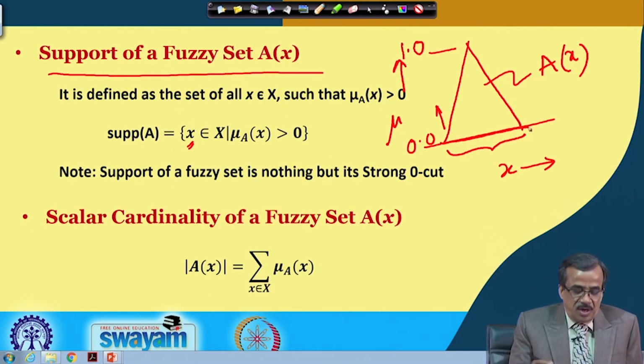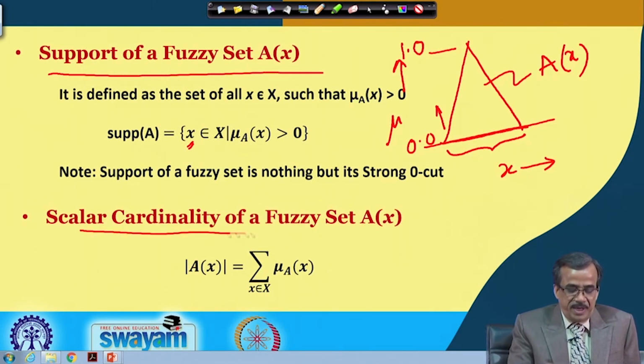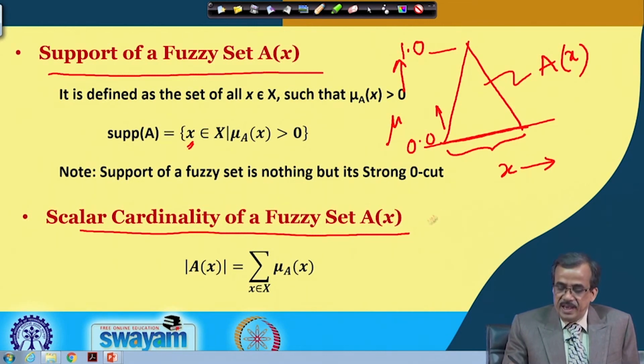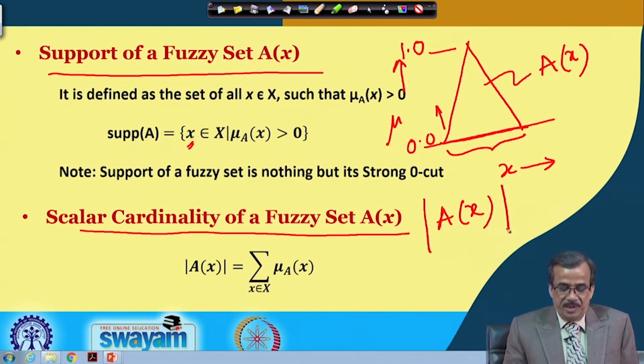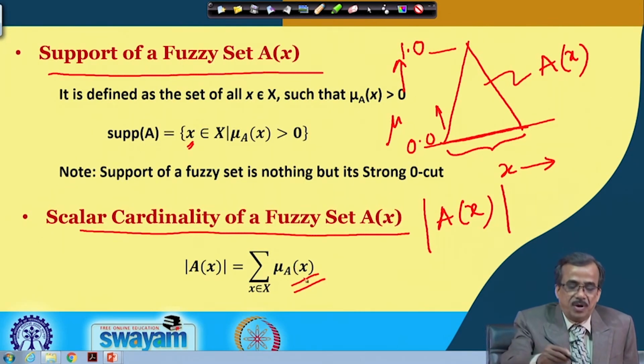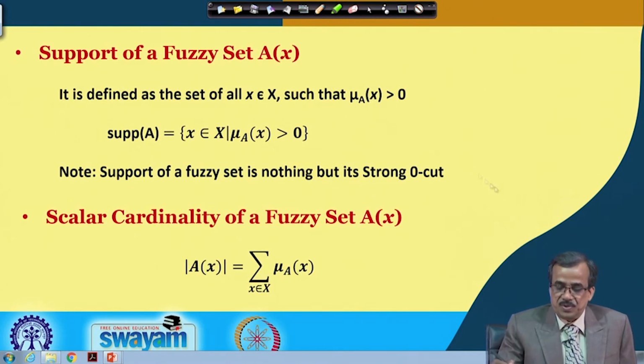Now, the next is the scalar cardinality of a fuzzy set. By scalar cardinality we mean the mod value of A(x). So, A(x) is the fuzzy set, and its scalar cardinality is denoted by this particular symbol, and that is nothing but the summation over x belonging to capital X of mu A(x). So, this is nothing but the collection of all membership function values.